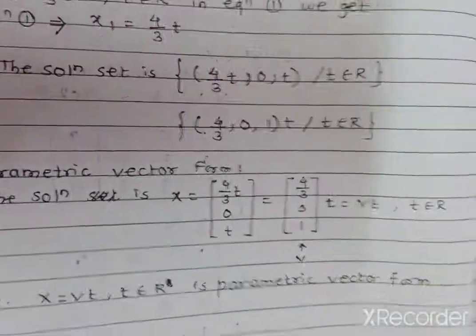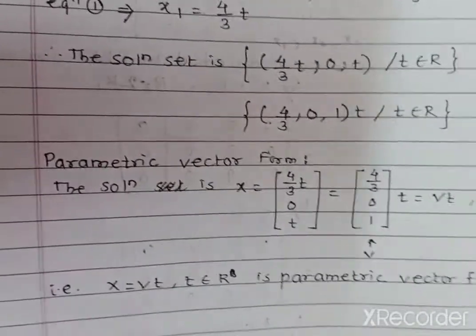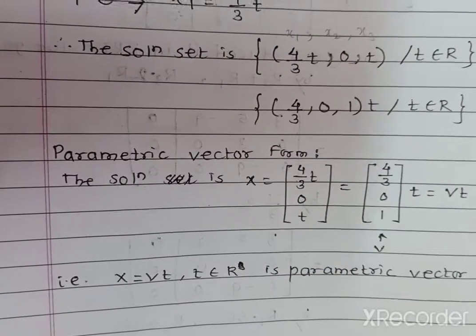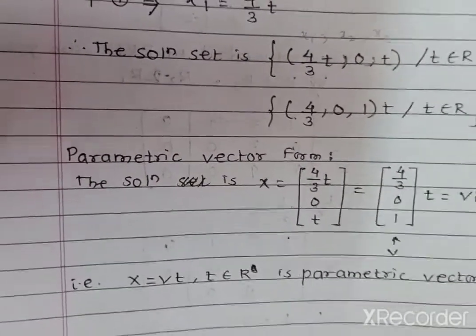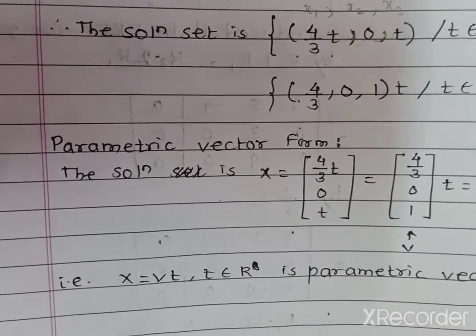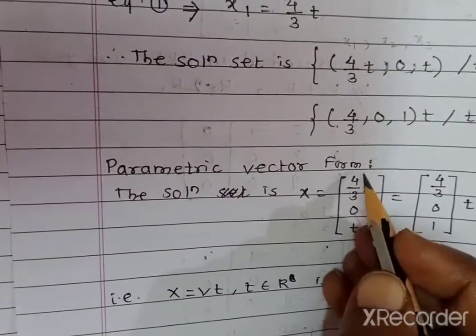But here we have to discuss one additional part. It is not part of the solution, but in some examples the question is asked: write down the parametric vector form of the given linear system. It may be either homogeneous or non-homogeneous. So from this solution we also discuss that part here.